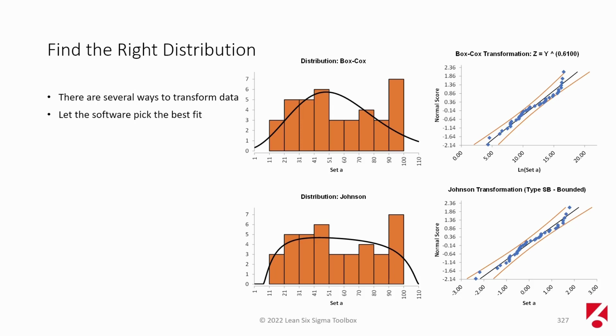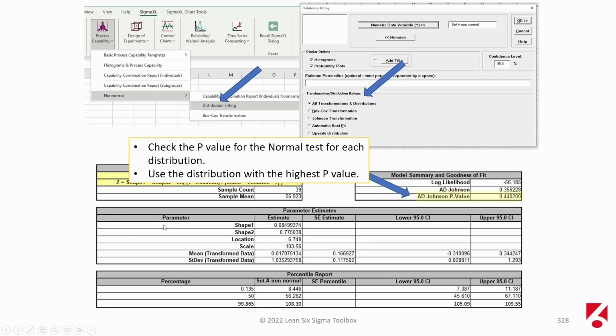So again, key things to remember here, let the software pick for you. That's always a good choice. You don't have to remember your different distribution types or be worried about if one was better than the other. You can see here again, Box-Cox, Johnson transformation, they're going to give you slightly different results. But which one fits your data better? You could look at all of them and just analyze it yourself and make a decision. Another option here is that you can actually do distribution fitting. So if you click Non-Normal Distribution Fitting, select all transformations and distributions, you can then scroll down and check the p-value for each one to see which p-value is actually better and use the distribution with the highest p-value.